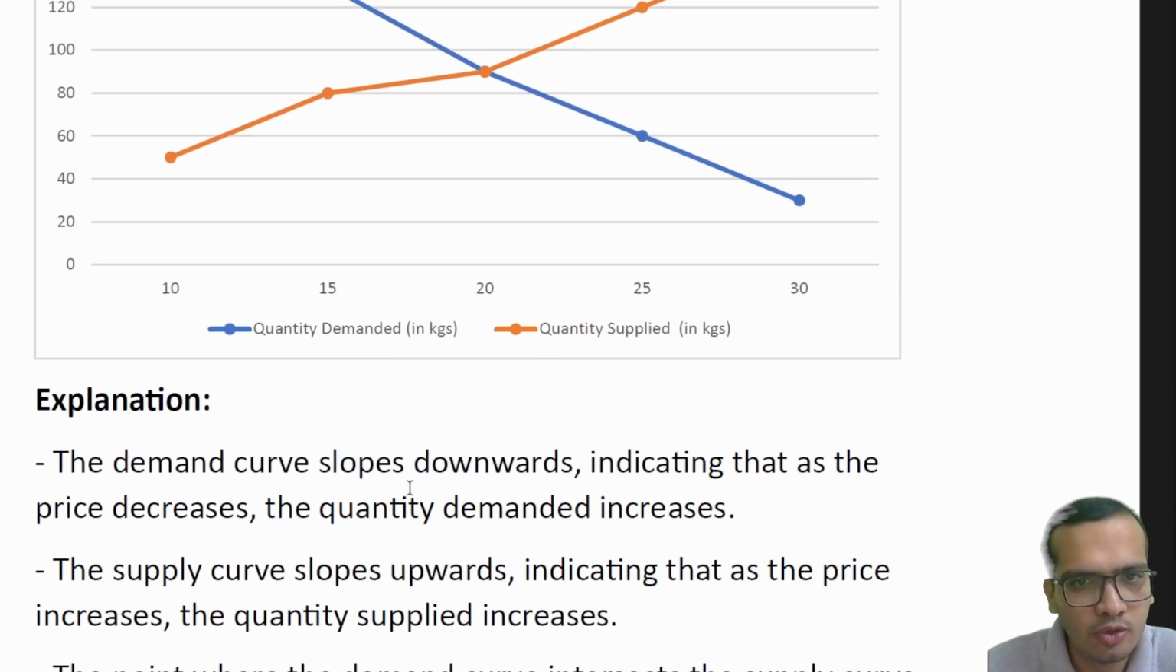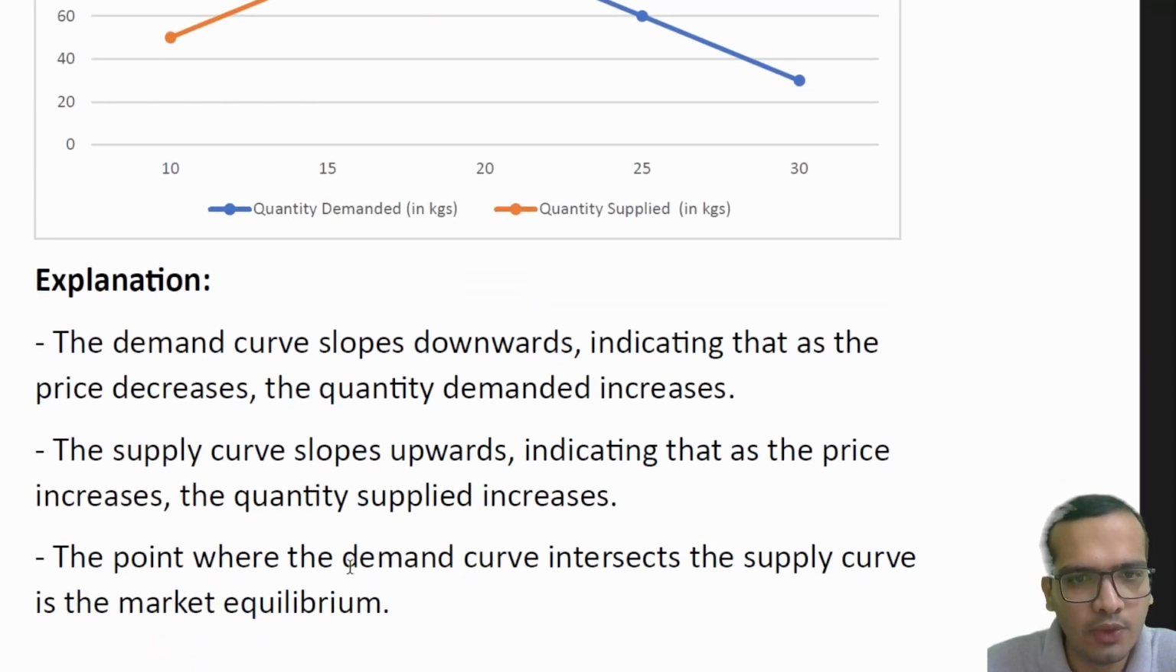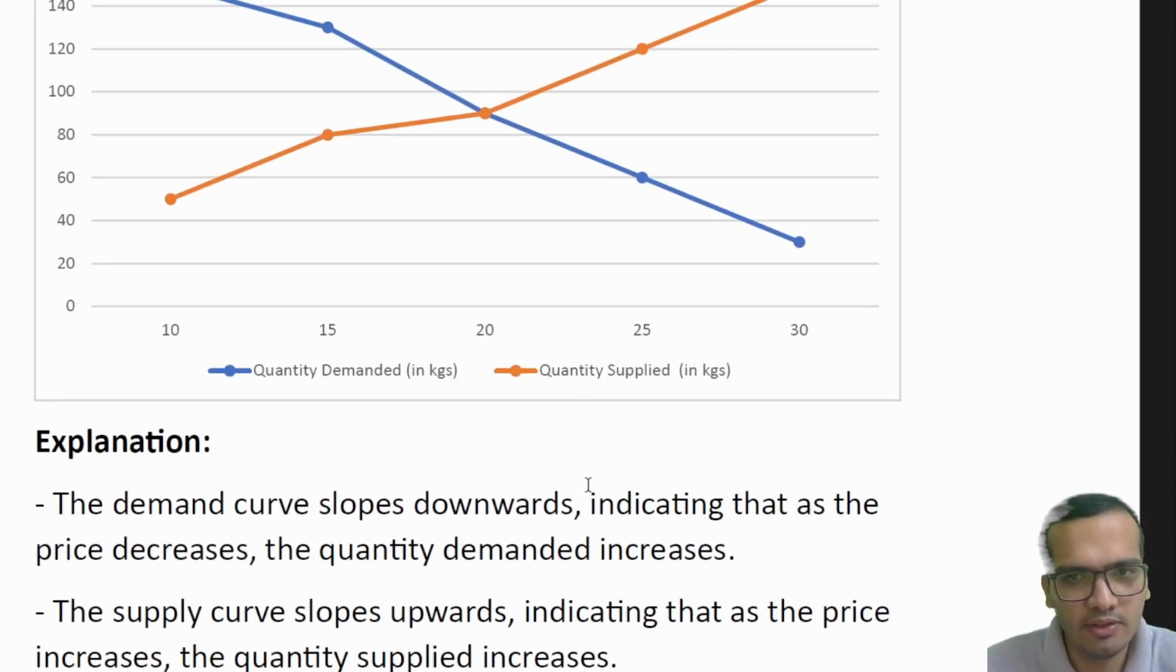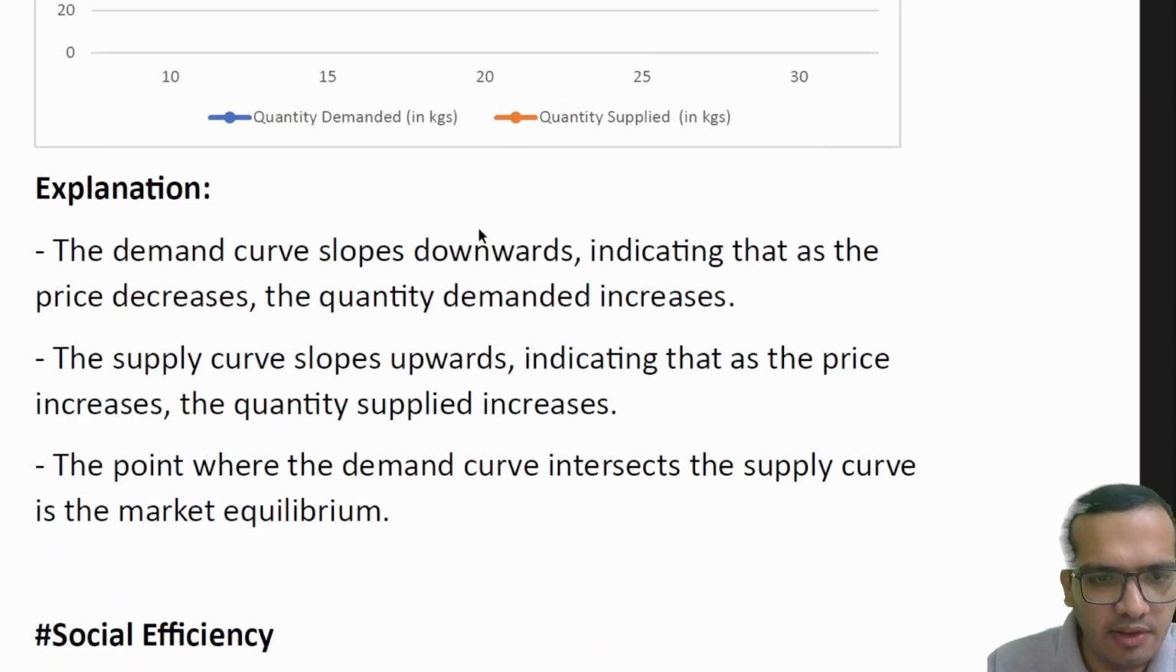The demand curve slopes downward, indicating that as the price decreases, the quantity demanded increases. So this is the demand one. The supply curve slopes upward, so it is going in an upward direction, indicating that as the price increases, the quantity supplied increases. And the point where the demand curve intersects the supply curve is market equilibrium. Just pardon me if I am spelling it wrong. Equilibrium. So this is the center point.